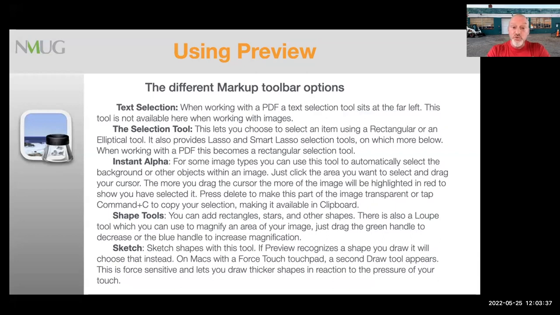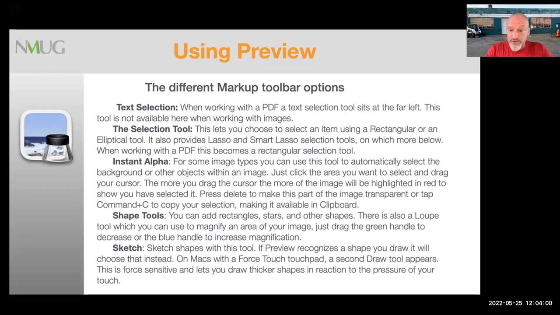So the selection tool will let you select part of an image or even a document with a lasso and a smart lasso that can get edges of a document and stuff. Now, when you're with a PDF, that only becomes a rectangular selection tool to grab a paragraph or something. You cannot use a lasso on a PDF, but you can use it on an image.